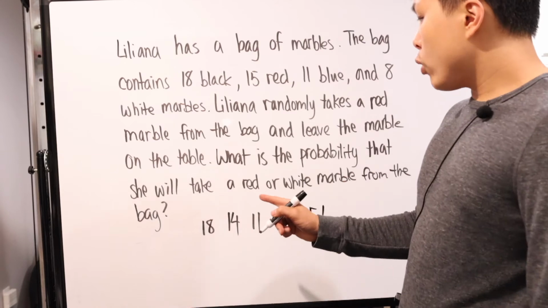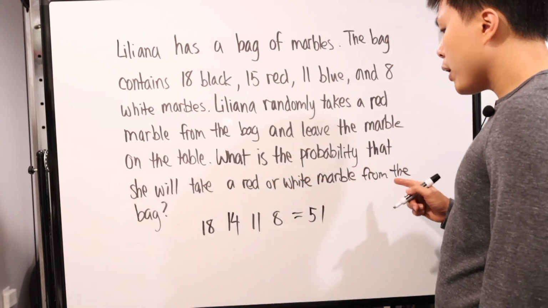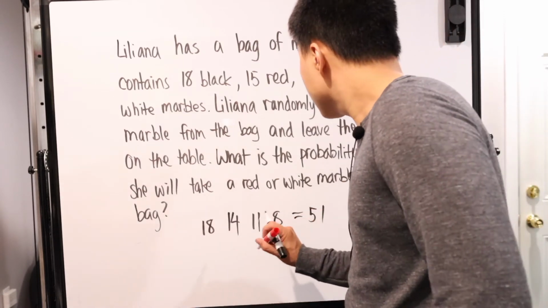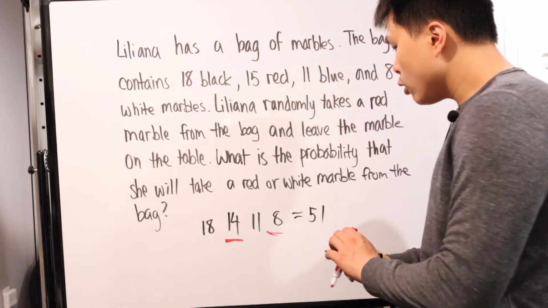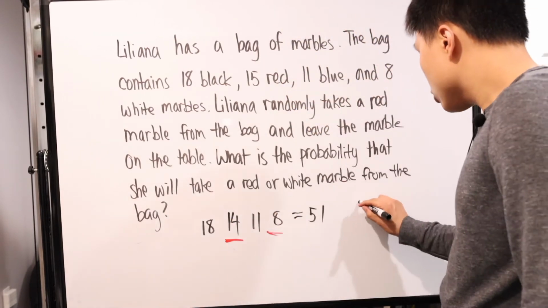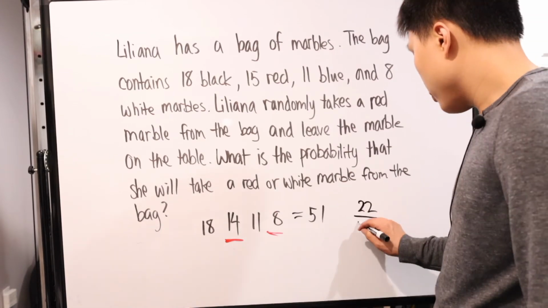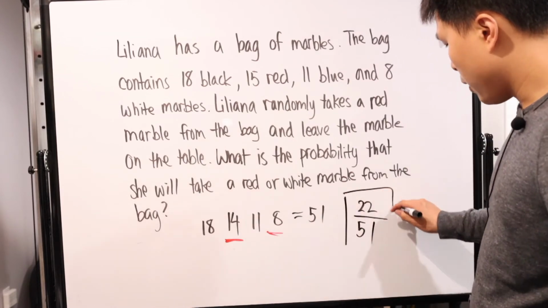Now, the question itself: what is the probability that she will take a red or a white marble from the bag? So, this is our red. Where is it? Right here. And our white. If we add those together, what do we get? We get 22, over our total population. There it is. That is our probability.